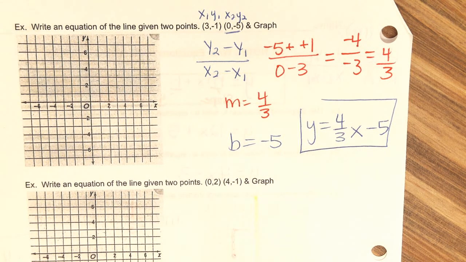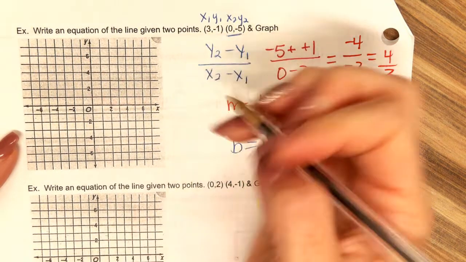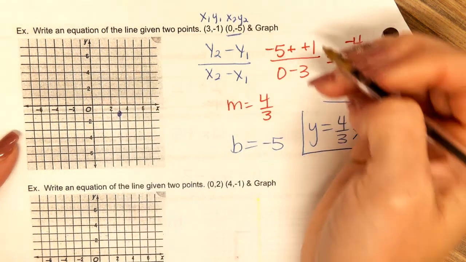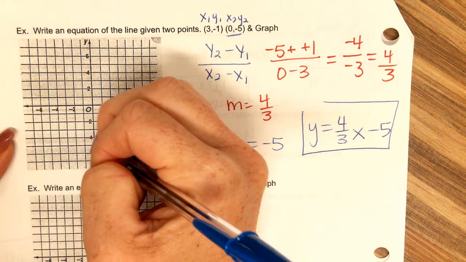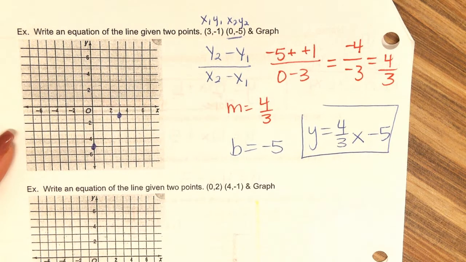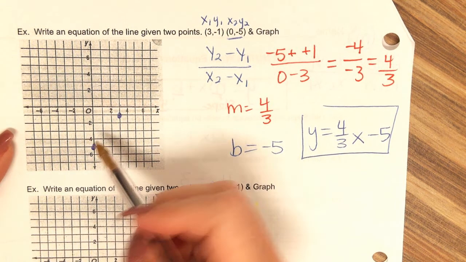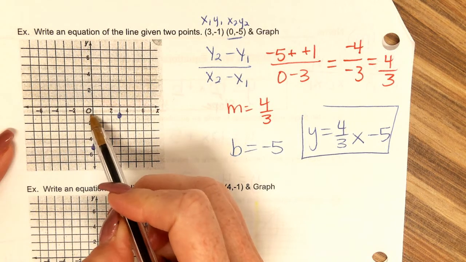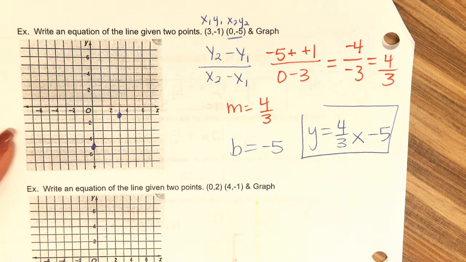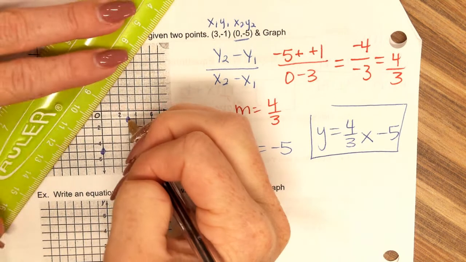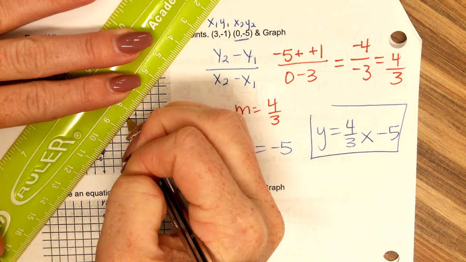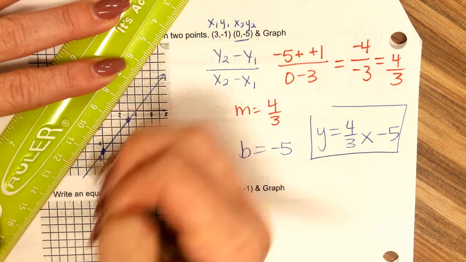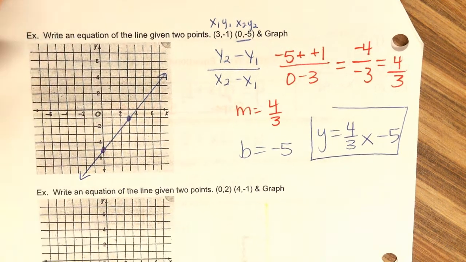Okay, I wanted you to graph this. You could have graphed these points, 3, negative 1, 0, negative 5. And you'll also see that the slope is 4/3. You would go up 1, 2, 3, 4, right, 1, 2, 3. Do y'all see how that works? All right, try this next one on your own. You need a slope and a y-intercept.